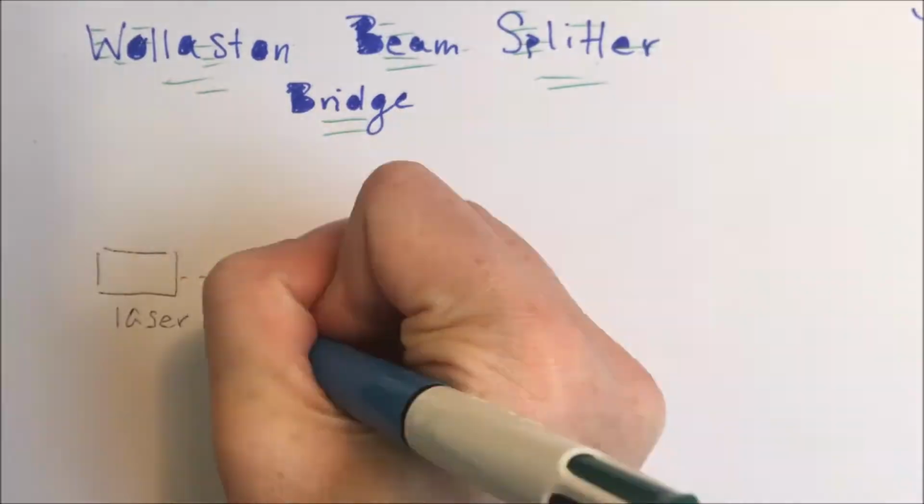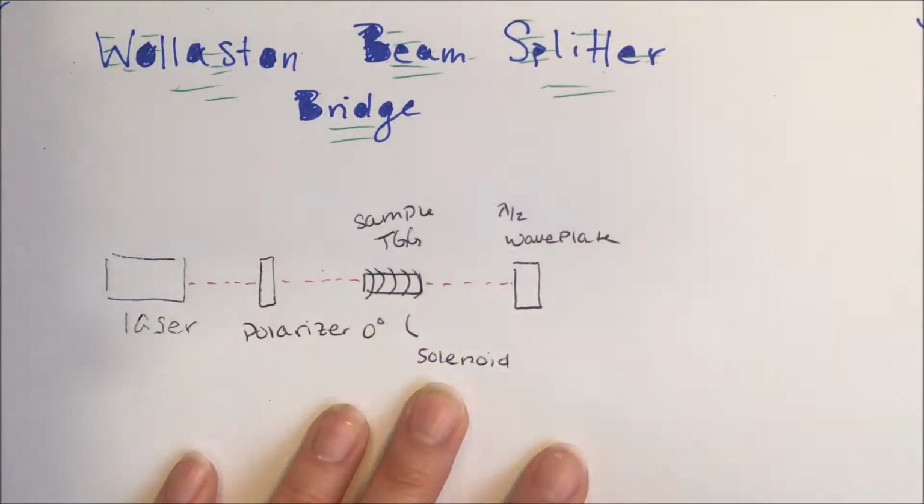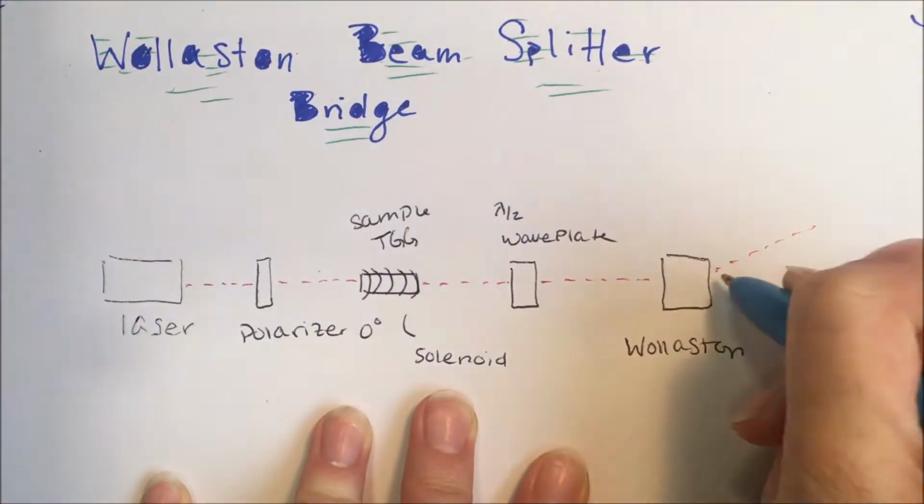The Wollaston beam splitter is similarly set up. However, the detectors must be placed at 10-degree angles to the optical axis. This has proved difficult to align.